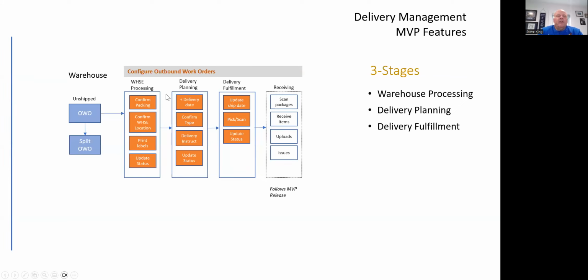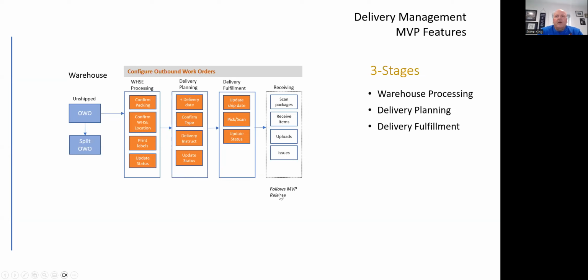This potentially could be done by two different people in the facility. Maybe the fab people are packing it, and then they're just bringing it over to the shipping warehouse, and from there they pick it up and deliver it. Those workflows would be supported. Updating ship dates, picking and scanning, and updating statuses are all part of that fulfillment.